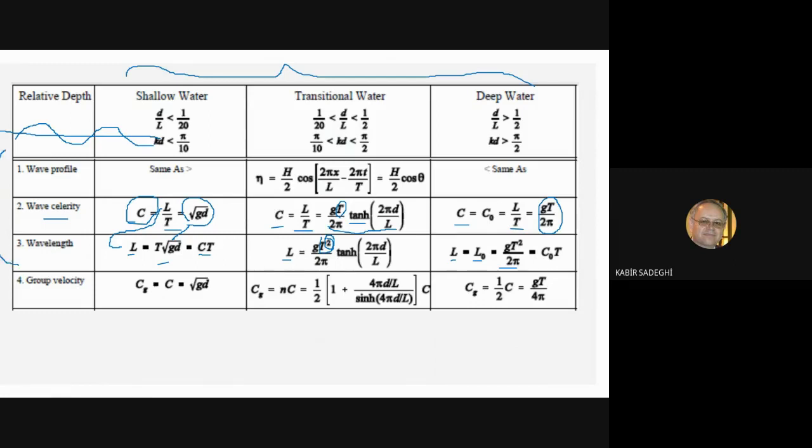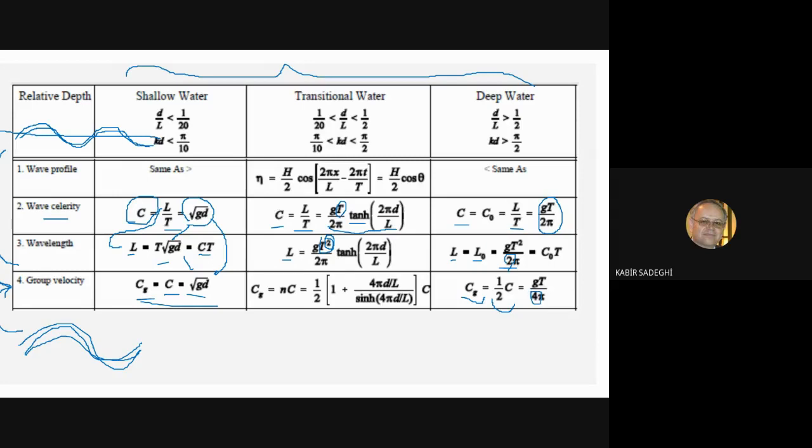But when we have a group of waves, we should calculate the group velocity. And in that case, for shallow water, nothing changes. They are the same, and CG equals C. For deep water, you see the group celerity is half of the celerity of the monochromatic wave. Because of that, 2 will change to 4.